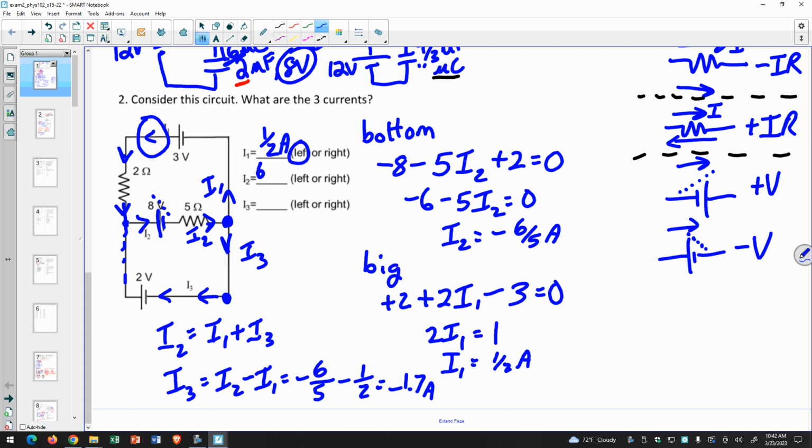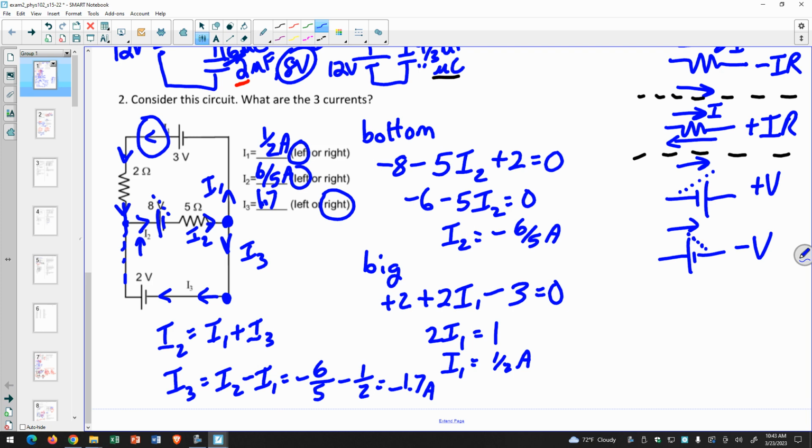I2 is 6/5 amps. But notice it's negative, so that means that this direction that I chose for I2 is incorrect. I chose it to the right, that means it's actually to the left. And then I3 is 1.7 amps, or 17 tenths. It's negative, so the direction should be what? To the right, opposite of what I chose it to be. That's going to be like your free response next Friday, but also you'll see 1 or 2 questions about multi-loop circuits on the quiz tomorrow too.